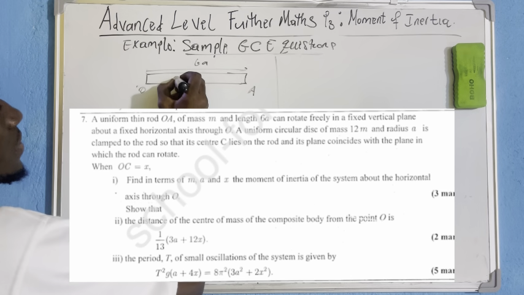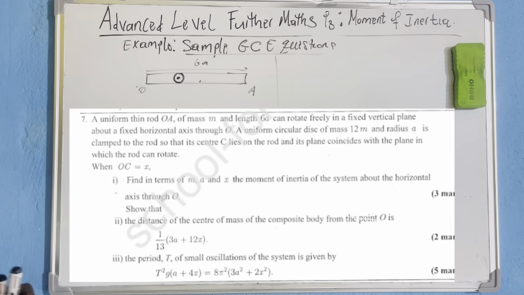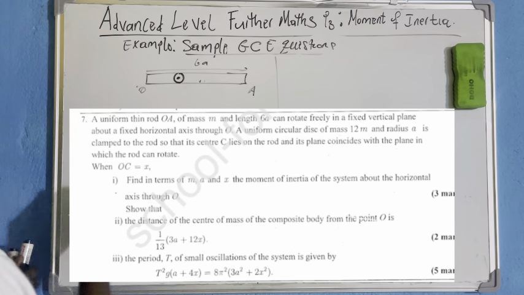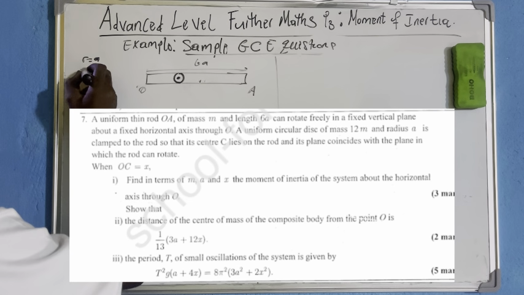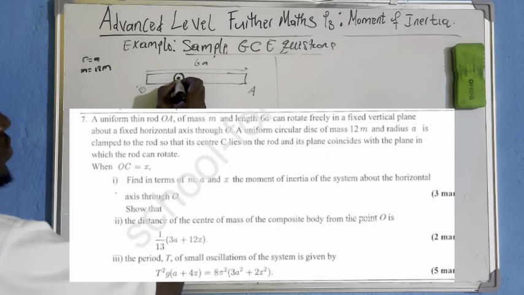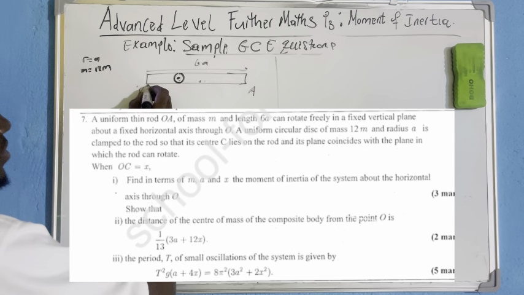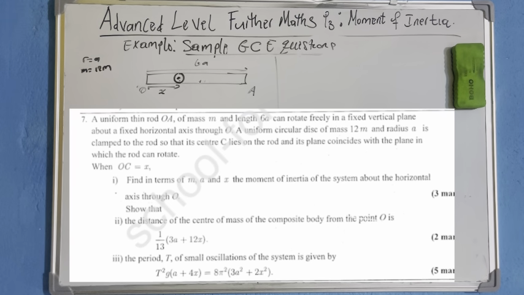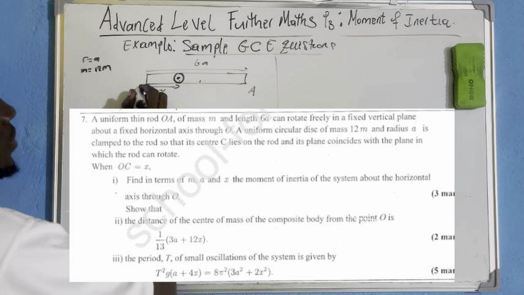So it means that the center of the disc may be somewhere here. This is the disc. And they gave the radius of the disc to be a and the mass of the disc to be 12m. Then they are saying that the distance from O to C, the center of the disc, is x. Then they ask us to find, in terms of m, a, and x, the moment of inertia of the system about the horizontal axis through O. Okay, student, nothing to fear here.